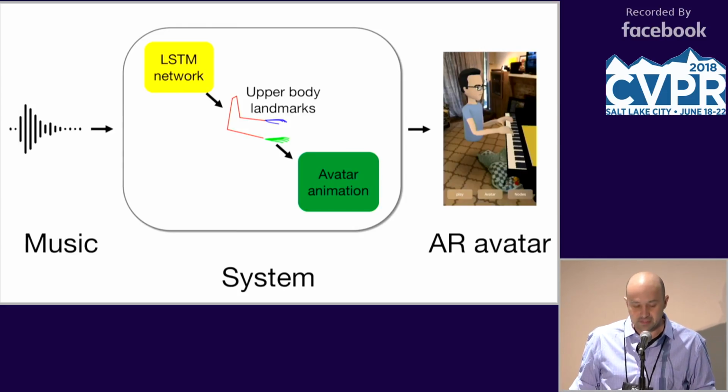The system is based on an LSTM recurrent neural network that processes audio features and generates predictions of upper body landmarks. The predictions are of fingers and the body as well. These predictions are then used to animate the avatar.